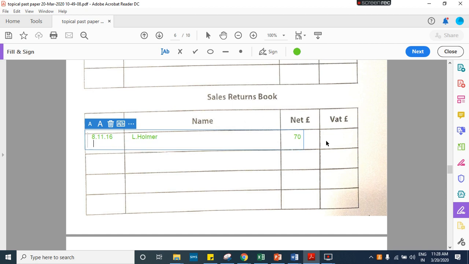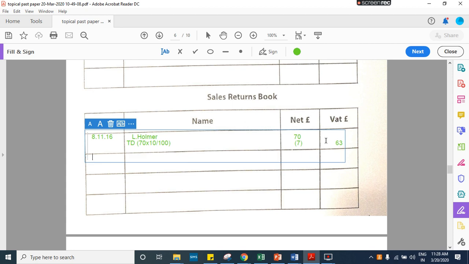And there is a trade discount of 10%. 70 into 10 over 100, which gives 7. And the difference between 7 and 70 gives an answer of 63.